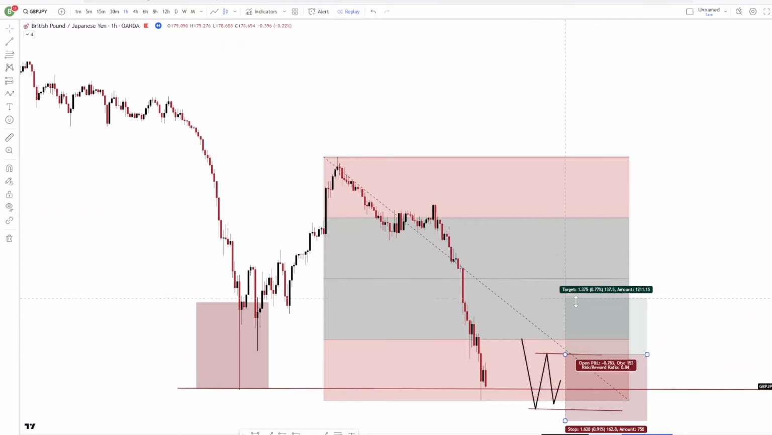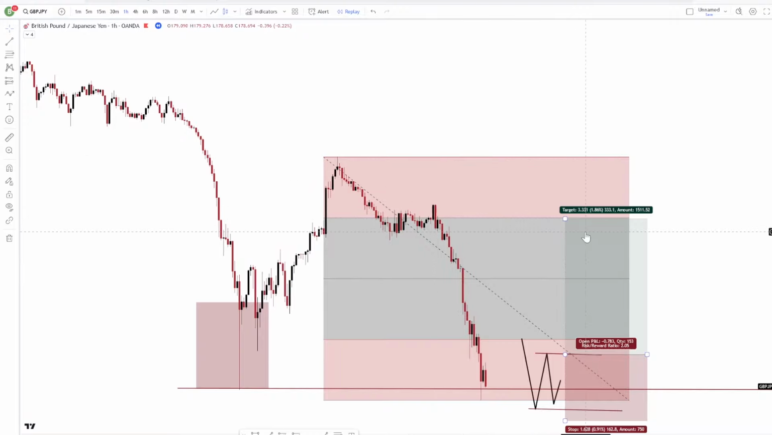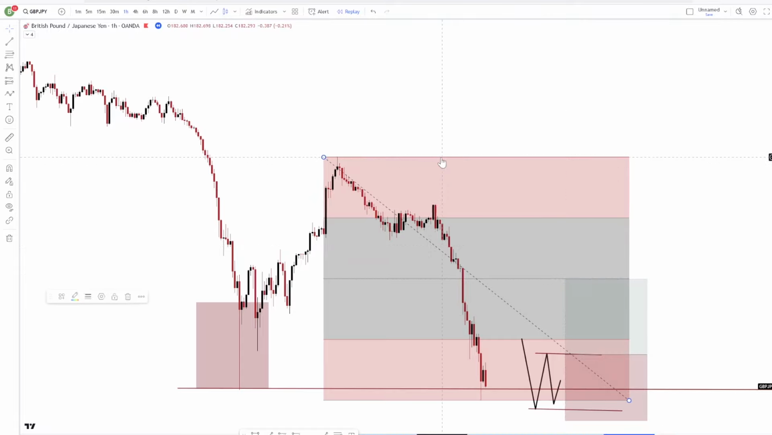So you can have your 1-to-1, which is fixed. In this case, it would be exactly the 50%. Your second TP can be at 50%, or in this case, can be your 2-to-1, or you could simply make it a rejection at your extreme. But in this case, let's focus on the 50%.